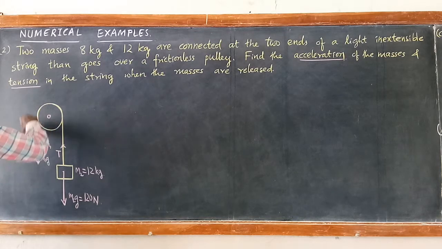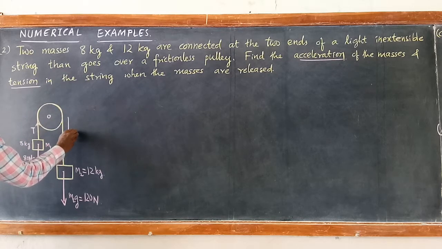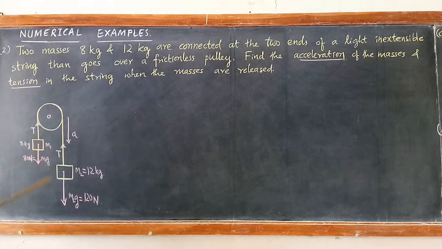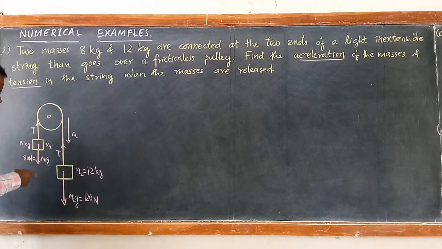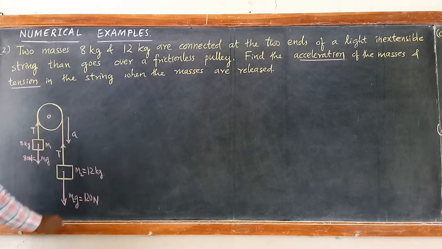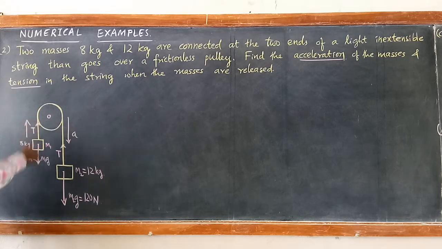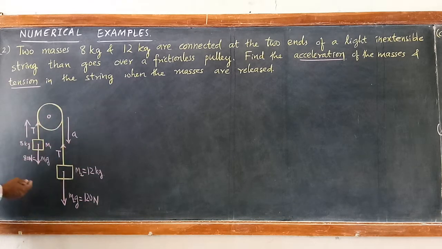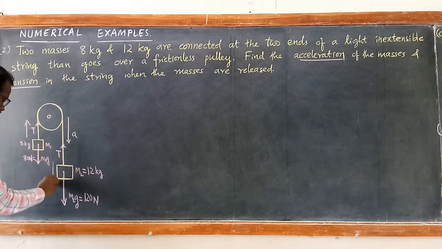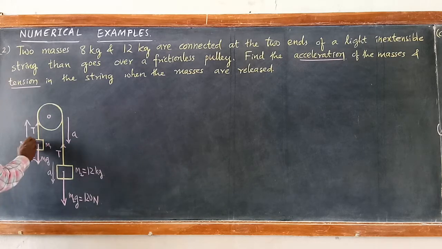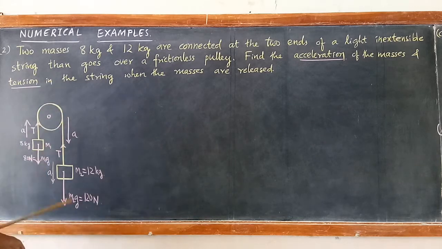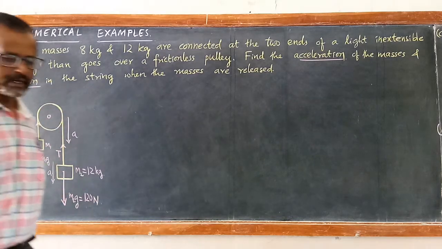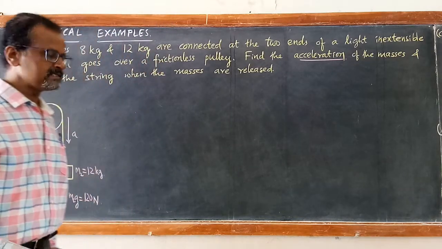And the connected mass accelerates downwards because m2 being heavier, it pulls the lighter mass 8 kg upwards. So m2 goes downwards, m1 goes upwards. So this is how one can draw the free body diagram. The common acceleration of these connected masses, let us say, is a. For m2, a is acting vertically downwards. Here for m1, a is acting vertically upwards. So with this notation and free body diagram, now we can solve for acceleration as well as tension.